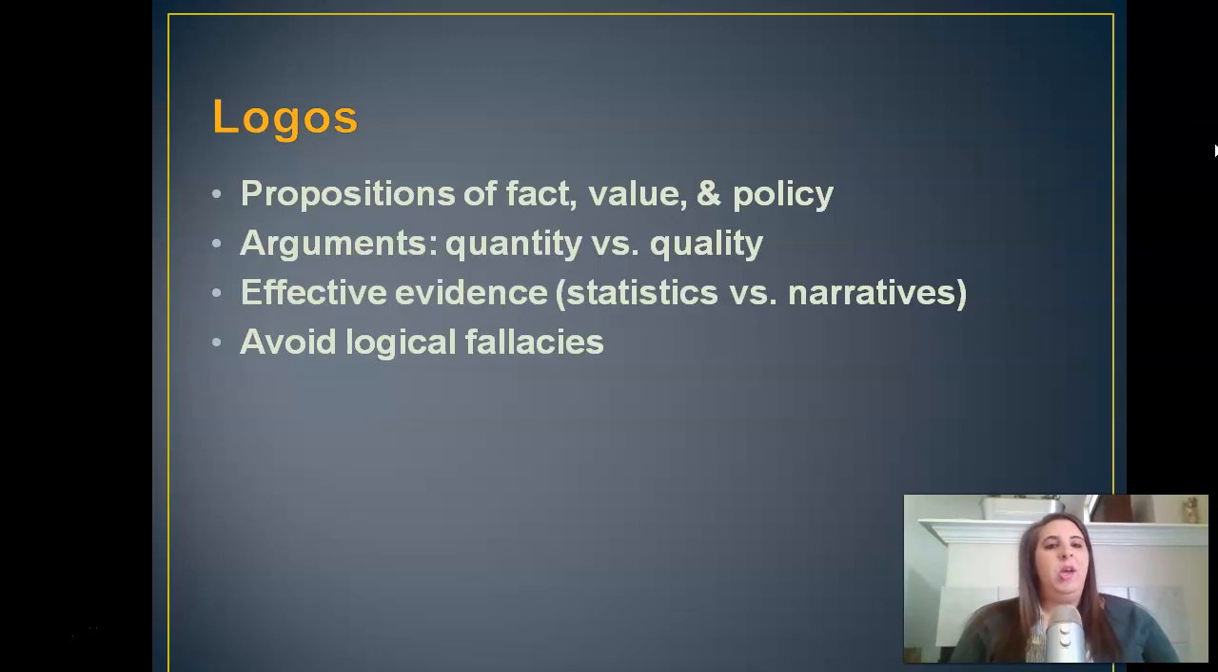Okay. We're going to talk about supporting materials, so we're going to go over logos a lot more in another chapter. Arguments, quantity versus quality. You want both. Effective evidence, so statistics versus narratives. Again, we're going to do an entire chapter over supporting material. And then avoid logical fallacies. In the next chapter after this, over making arguments, we're going to go over logical fallacies. If you know what logical fallacies are, they are a lot of fun. I love logical fallacies. All right.